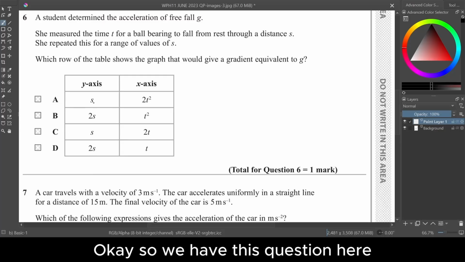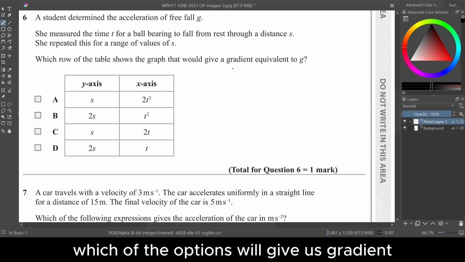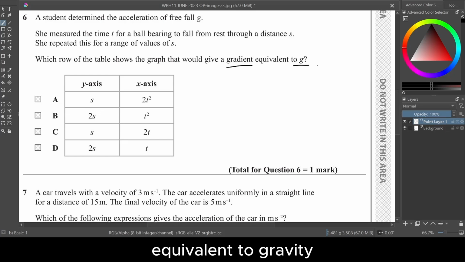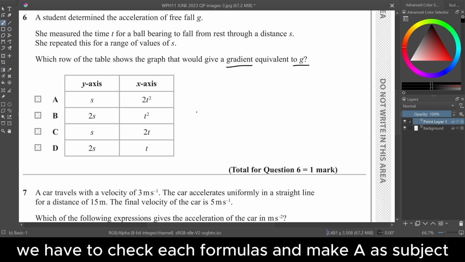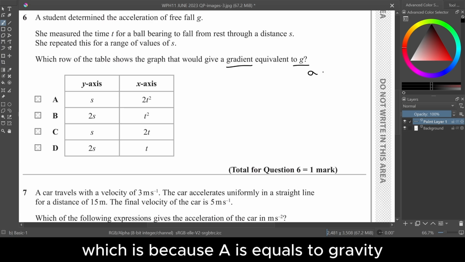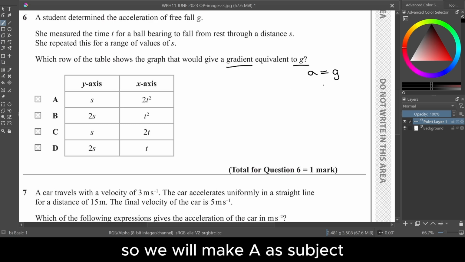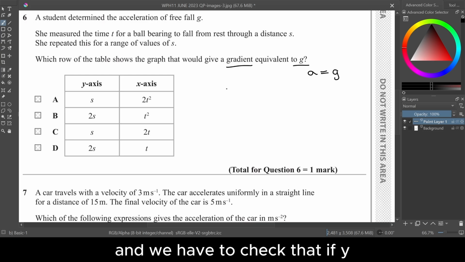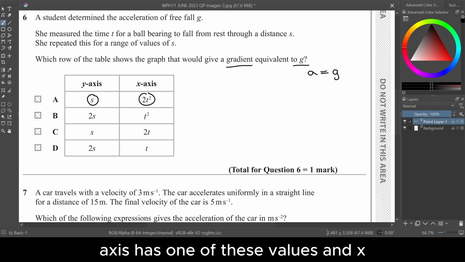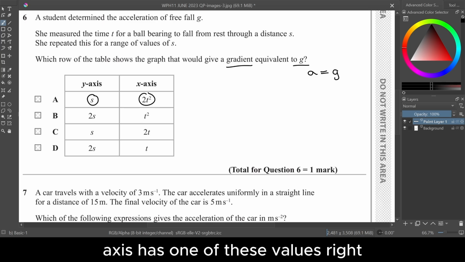Okay, so we have this question here. It is asking us which of the options will give us a gradient equivalent to gravity. Now it's very simple. We have to check each formula and make a the subject, because a is equal to gravity. We have to check whether the y-axis has one of these values and the x-axis has one of these values.